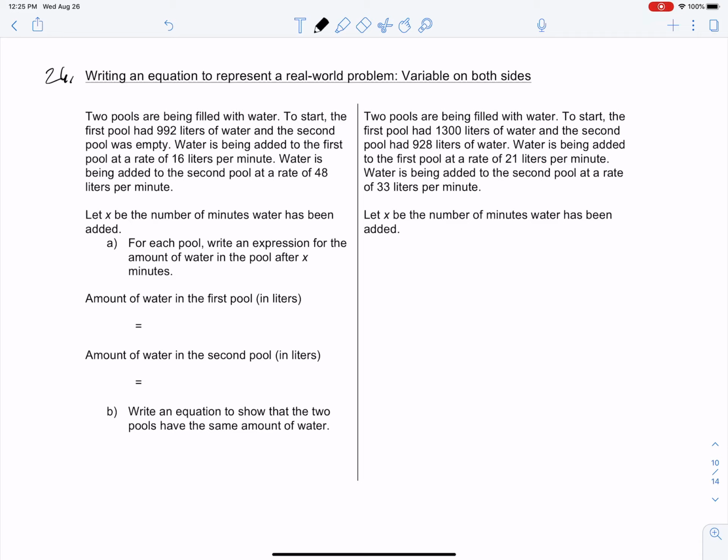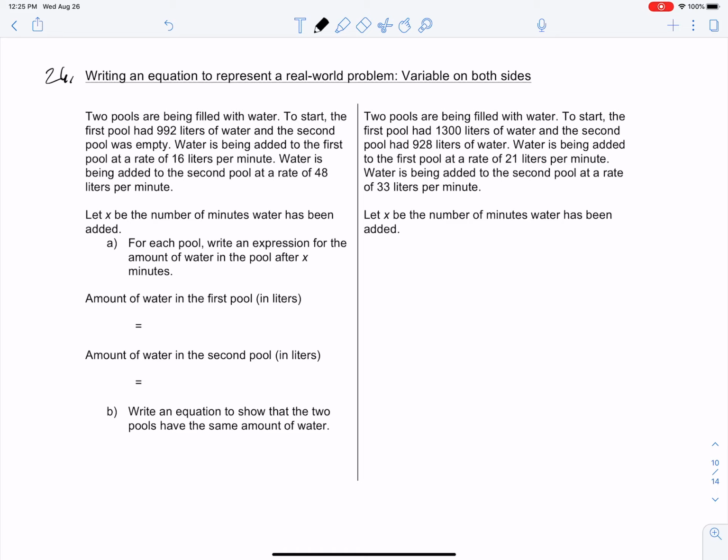So basically, we're looking at 2 pools. One already has water in it. The other one is completely empty. Water is being added to the first pool at a rate of 16 liters per minute. Water is being added to the second pool at a rate of 48 liters per minute. Let X be the number of minutes of water that has been added. For each pool, write an expression for the amount of water in the pool after X minutes.